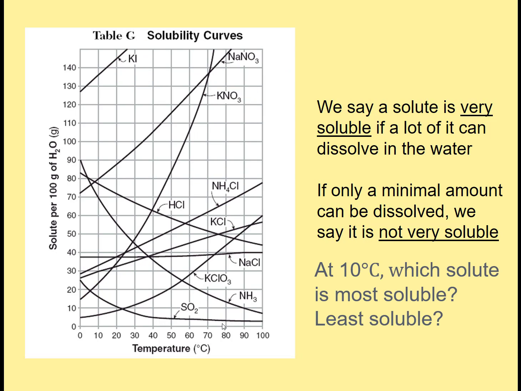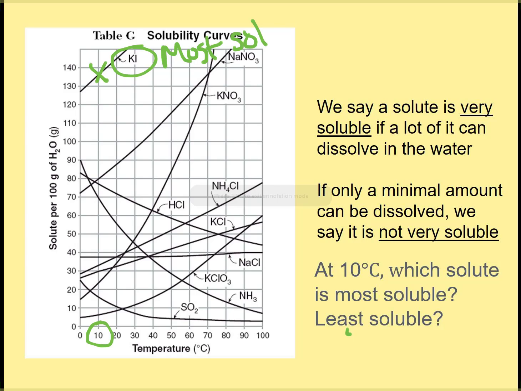At 10 degrees, which solute is the most soluble? So I'm going to look at 10, and the one that's most soluble is this one right here. So KI is the most soluble at that temperature. And the least soluble is going to be the KClO3. That's because that's that line right there. And so my KClO3 is the least soluble at that temperature.